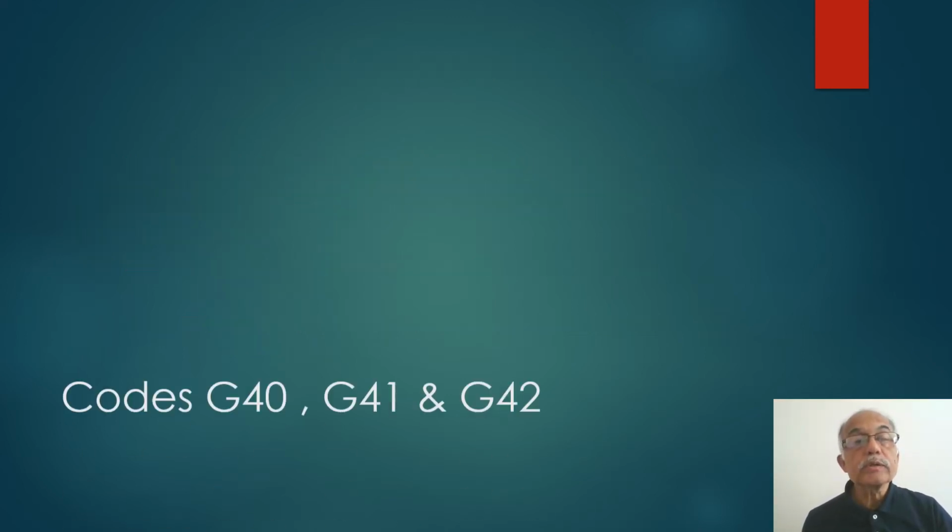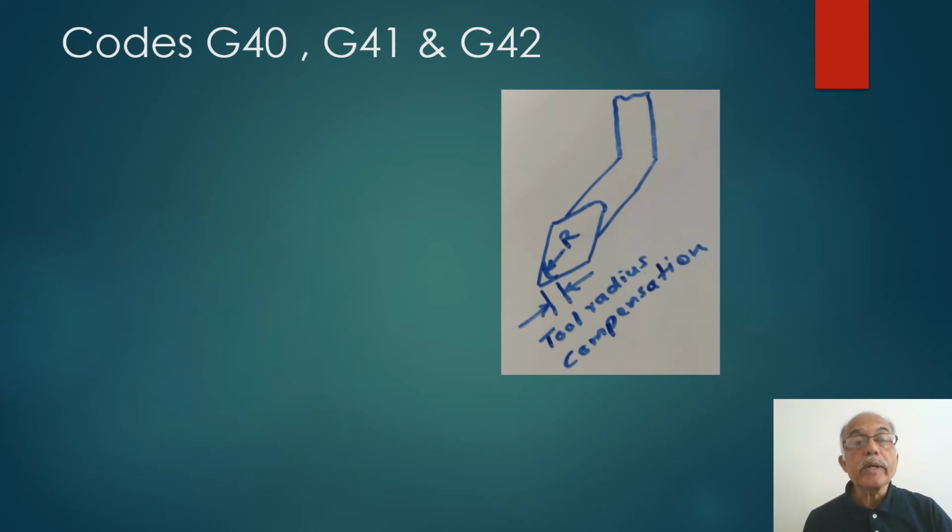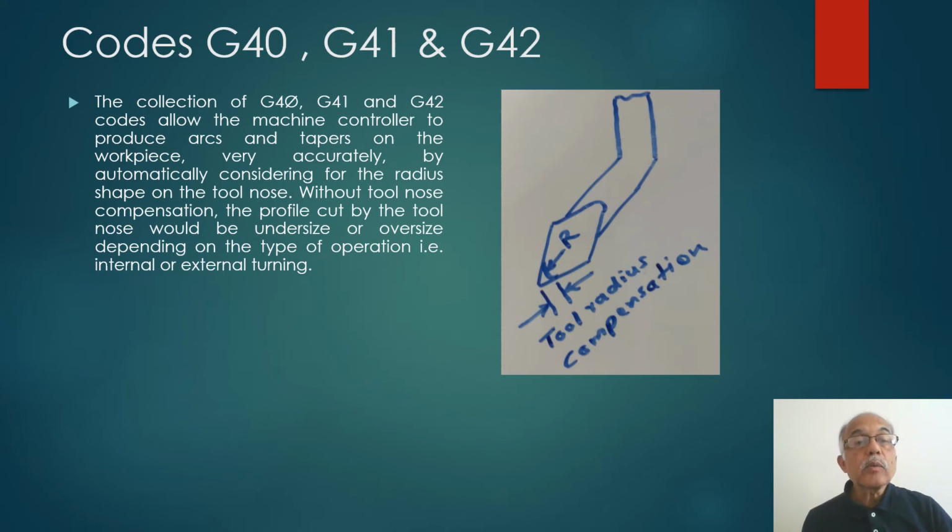Now we will discuss the codes G40, G41 and G42. These are the important codes for maintaining the correct size and shape of the job. The collection of G40, G41 and G42 codes allow machine controller to produce arc and tapers on the workpiece very accurately. By considering the tool nose radius shape, without tool nose compensation, the profile cut by the tool nose would be undersized or oversized depending on the type of operation, that is internal or external.